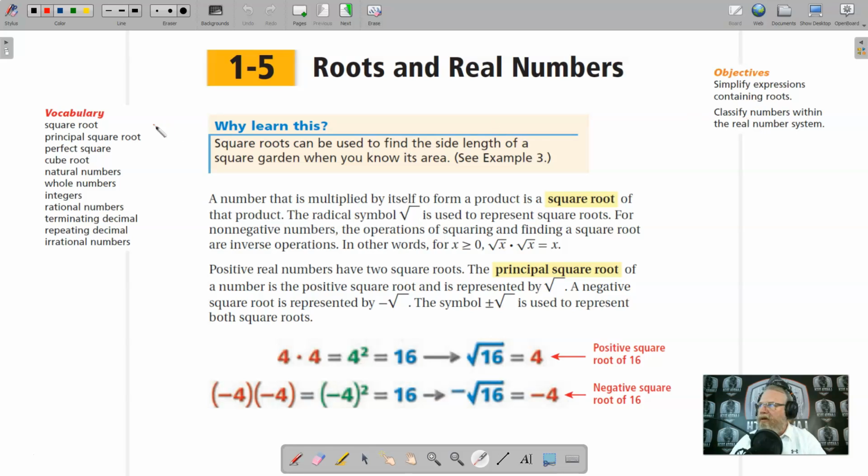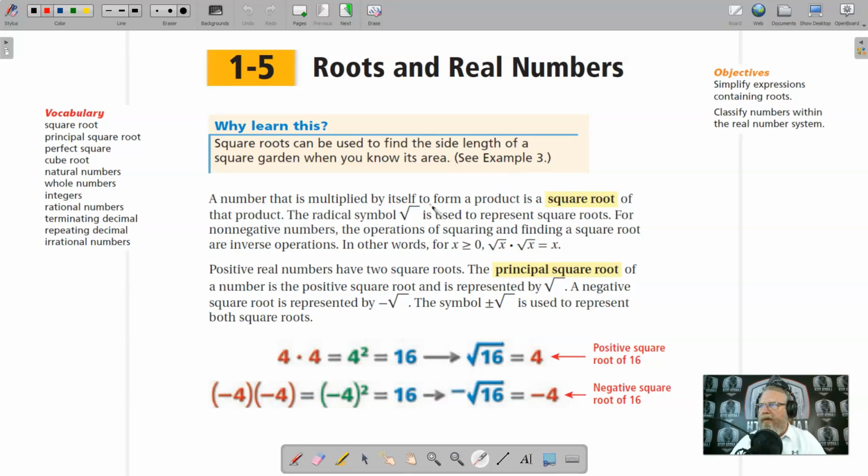The vocabulary words for this lesson are square root, principal square root, perfect square, cube root, natural numbers, whole numbers, integers, rational numbers, terminating decimal, repeating decimal, and finally irrational numbers. So why learn this? Well, square roots can be used to find the side length of a square garden when you know its area. We'll take a look at that in example 3.